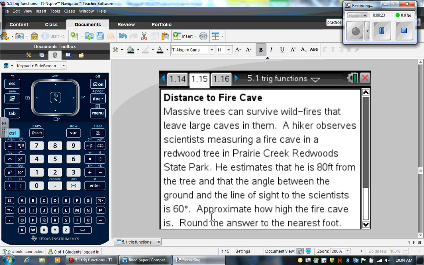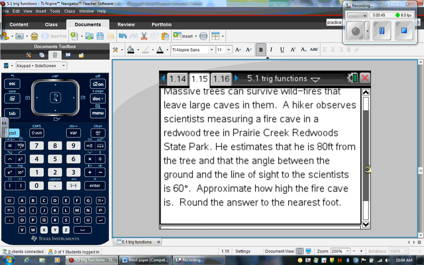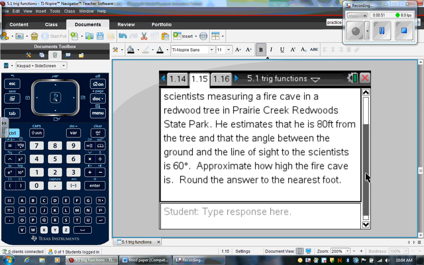Okay, so we're going to deal with some word problems here. The first one, we're going to talk about the distance to a fire cave. Massive trees can survive wildfires that leave large caves in them. A hiker observed scientists measuring a fire cave in a redwood tree in Prairie Creek Redwood State Park. He estimated that he is 80 feet from the tree and that the angle between the ground and the line of sight up to the scientists is approximately 60 degrees. Approximate how high the fire cave is and round your answer to the nearest foot.